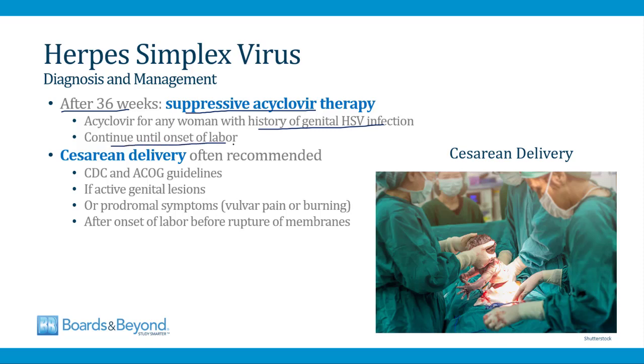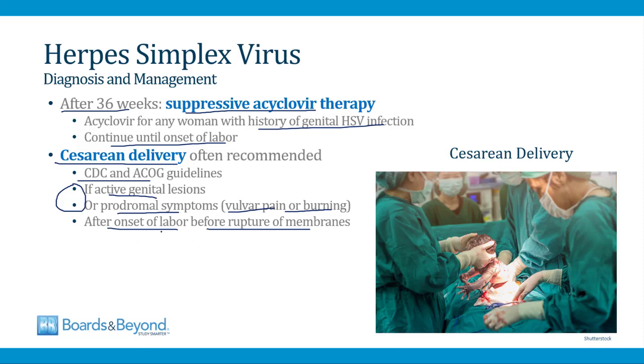Because of the risk of transmitting the virus to the baby in a vaginal delivery, cesarean delivery is often recommended. There are guidelines for this from the CDC and ACOG. They recommend a cesarean delivery in any woman who has active genital lesions or prodromal symptoms of a herpes eruption. This means symptoms like vulvar pain or burning. If these things are present, the guidelines say the woman should have a cesarean delivery after the onset of labor but before the rupture of membranes.